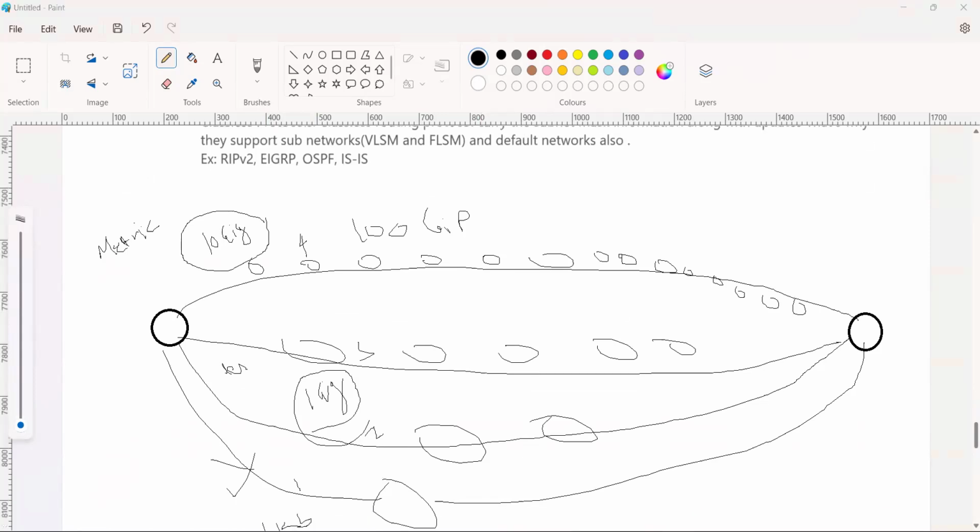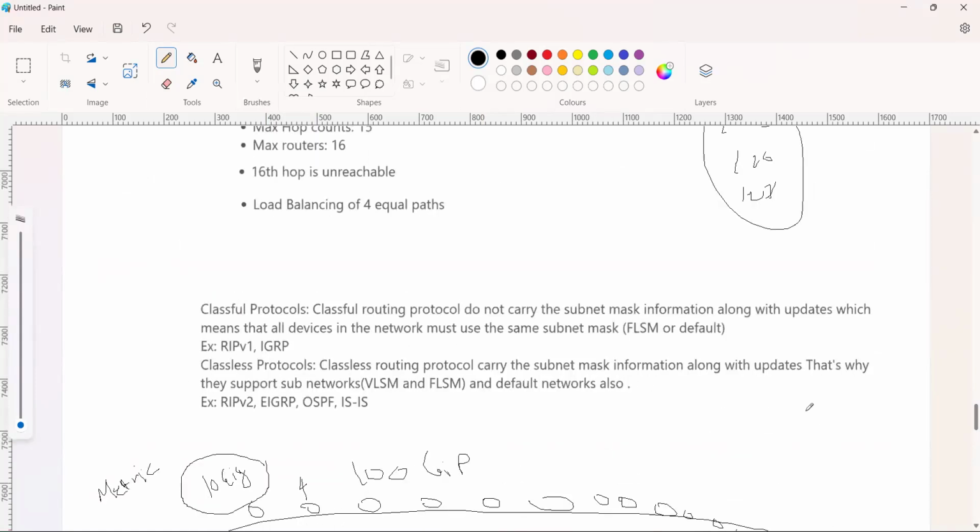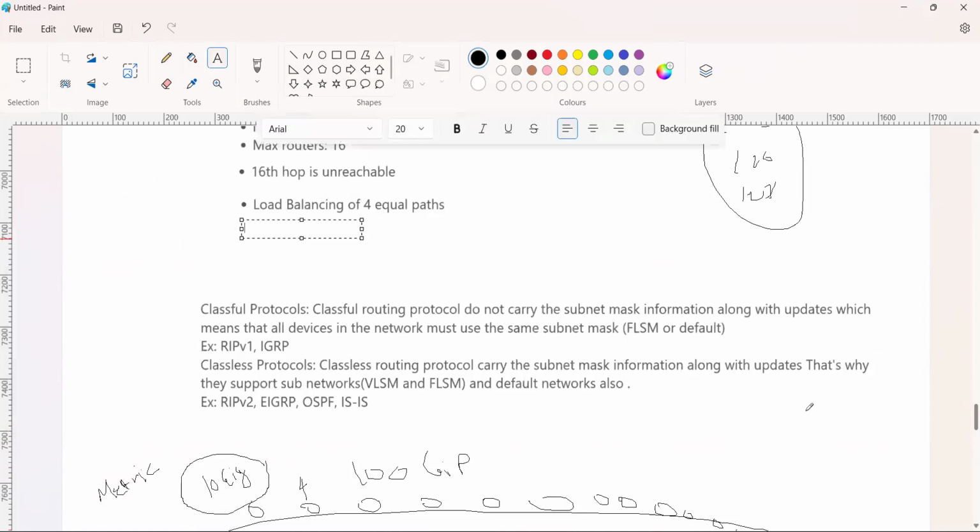And the RIP protocol will not be used for large organizations. It is suitable for small organizations because you can assume only up to the 15th hop is working. So we'll use this protocol in small organizations. It is not suitable for big organizations. We use this RIP protocol for small organizations.